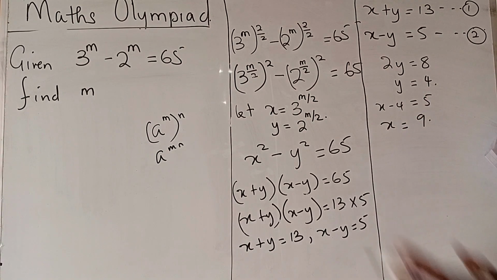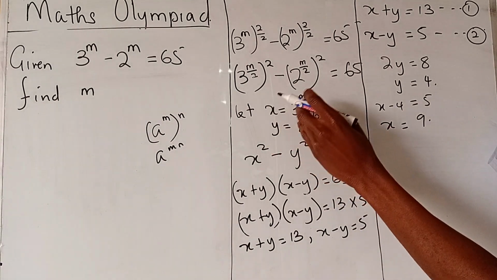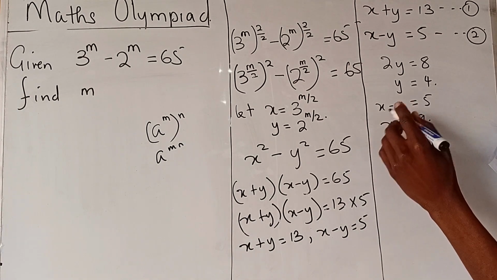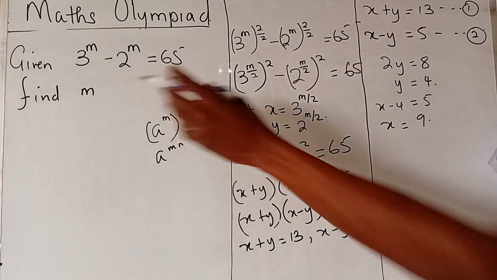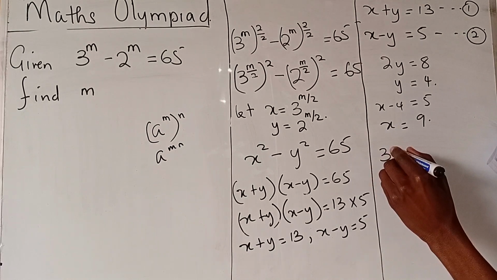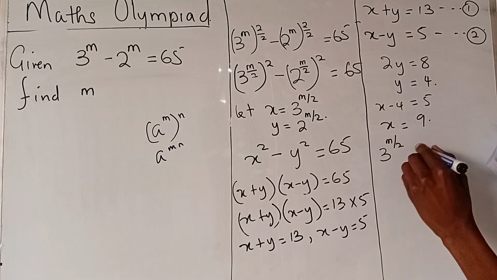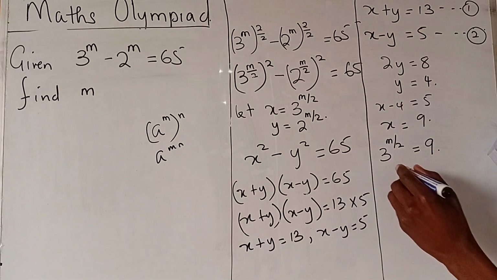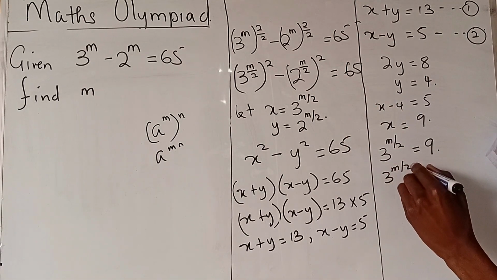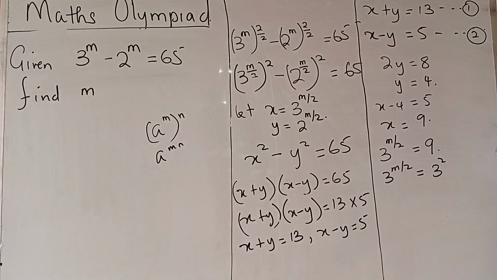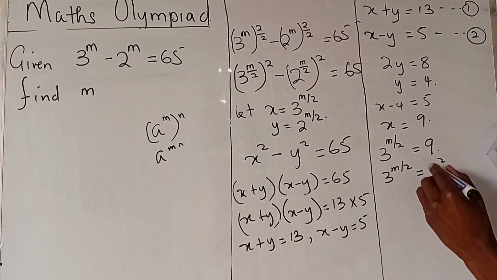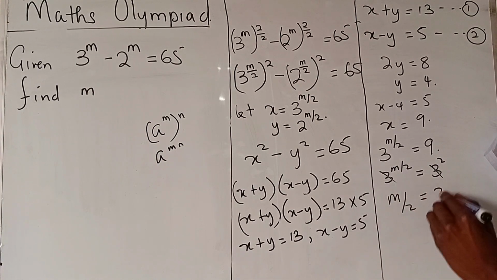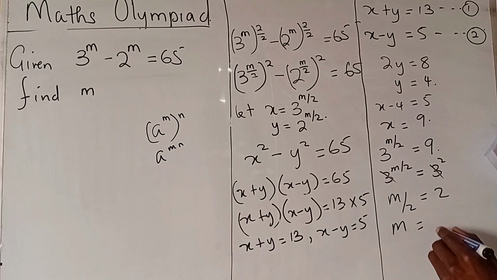But we have to recall what we said here. We said let x is equals to 3 to the power m over 2, meaning that we are going to replace x with 3 to the power m over 2 because we are solving for m. So we are going to have 3 to the power m over 2 is equals to 9 because it's equals to x, is it? So we are going to have 3 to the power m over 2 is equals to 3 to the power 2, since 9 is 3 to the power 2. Then here we have the same bases, so we are going to have m over 2 is equals to 2, meaning that the value of m that we have is equal to 4.